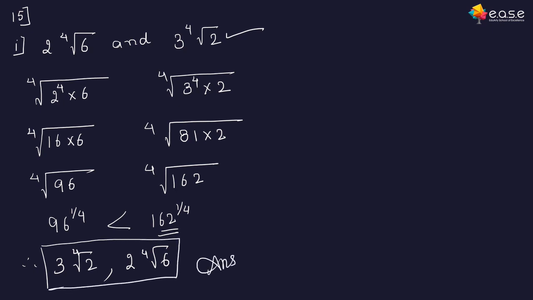All right, you can do part 2 as homework. Next, question 16: insert 5 irrational numbers between 2 root 5 and 3 root 3. What will you do here? Very easy. We will see which method we can use here.